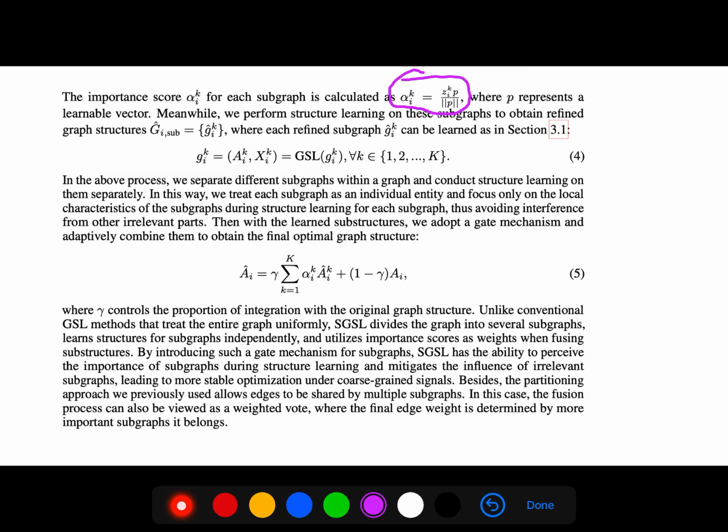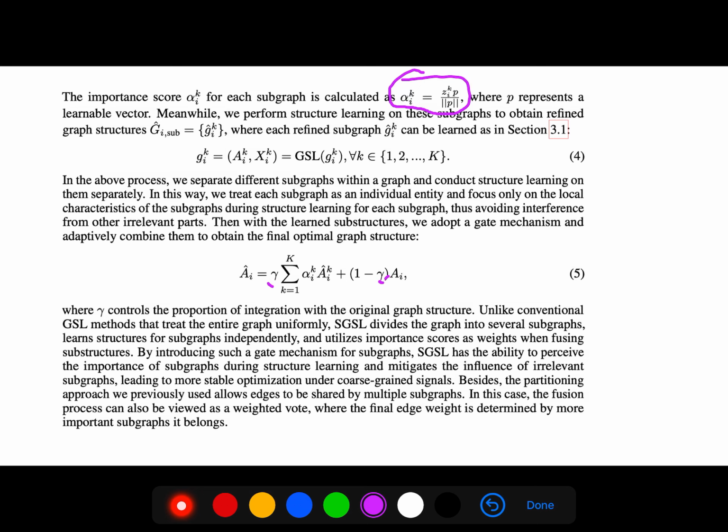So we treat each subgraph as an individual entity and focus only on the local characteristics of subgraphs during structure learning for each subgraph, thus avoiding interference from other irrelevant parts. Then with the learned substructures, we adopt a gate mechanism and adaptively combine them to obtain the final optimal graph structure. So gamma here controls the proportion of integration with the original graph structure.